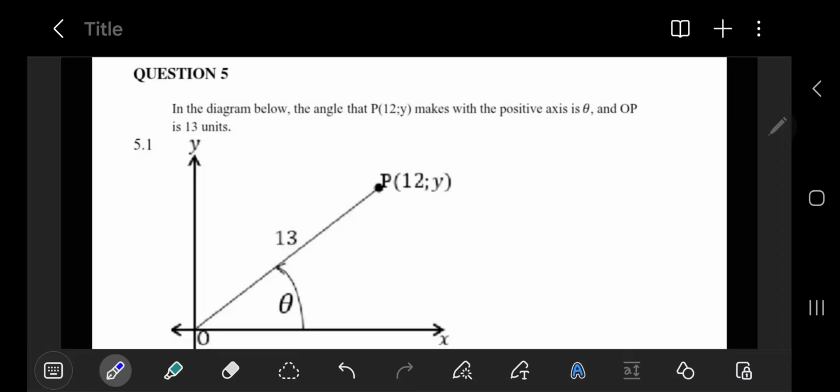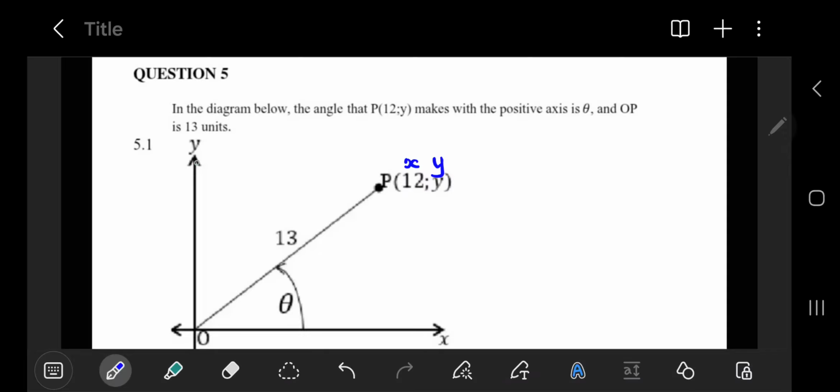We're now moving on to question 5, and this is based on trigonometry. It says, in the diagram below, the angle that P, so P is a point here, we've got 12 and y, makes with the positive axis is theta, and OP is 13 units. Now, firstly, you're given point P, and 12 and y are given as a set of coordinates. So it's made up of an x coordinate and a y coordinate.